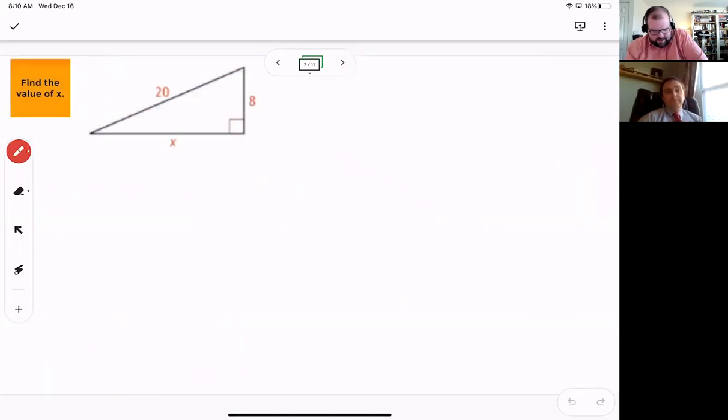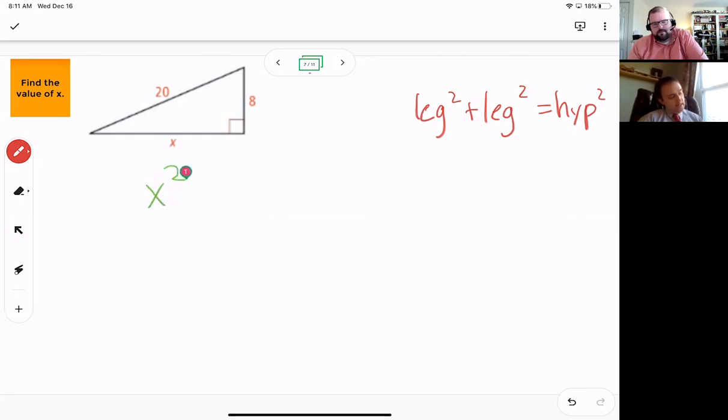Ooh, find the value of X. This looks like one of the ones that's a little bit trickier. That's why I picked it. But if we're writing this as leg squared plus leg squared is equal to hypotenuse squared, I think that's a little bit easier. So X is one of the legs and 8 is one of the legs. And the hypotenuse is 20.